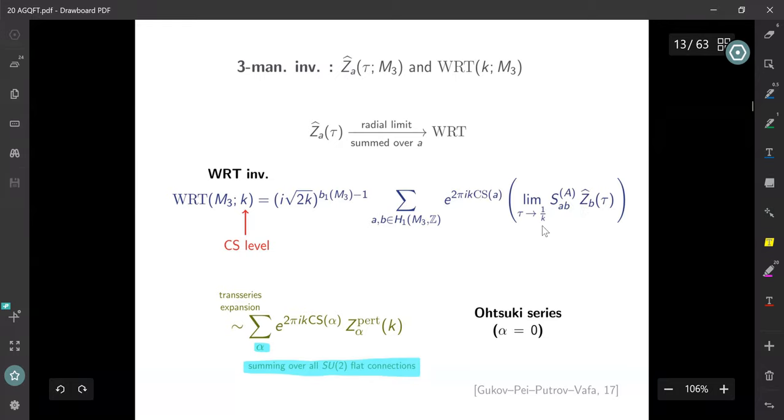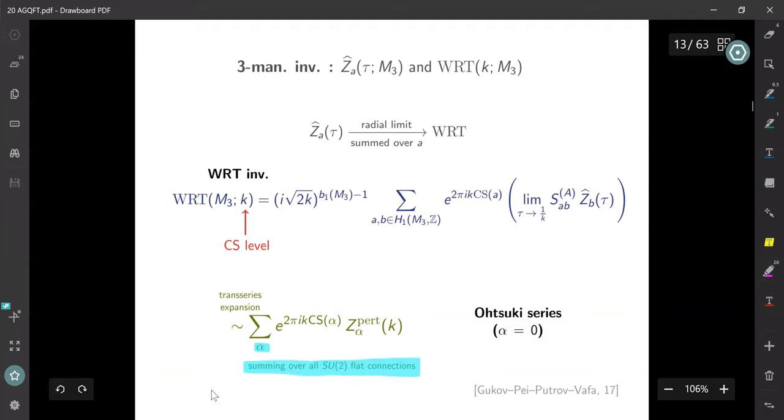And then you take the limit of tau. Tau is something living in the upper half plane now to 1 over k. So that is the structure of the relation. So it's a very rich structure because, for instance, if you take the large k limit, you should be able to recover this trans series expansion.